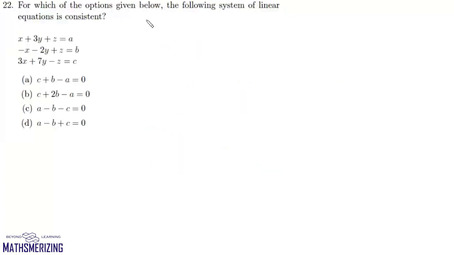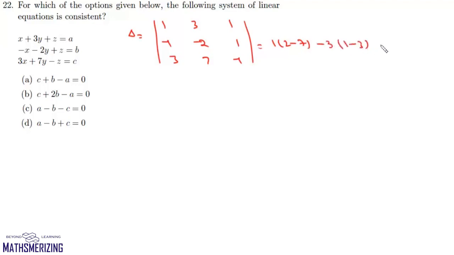Now it says, for which of the following options given below the following system of equations is consistent. First we'll find delta, and delta will be the determinant 1, 3, 1; minus 1, minus 2, 1; 3, 7, and minus 1. Now if we expand it, we'll get 1 into (2 minus 7), minus 3 into (1 minus 3), plus 1 into (minus 7 plus 6). Now this is minus 5, this value will be plus 6, and this value will be minus 1, which is 0.